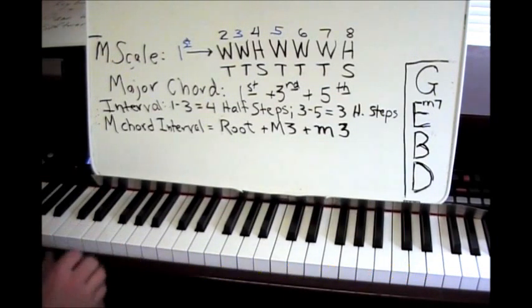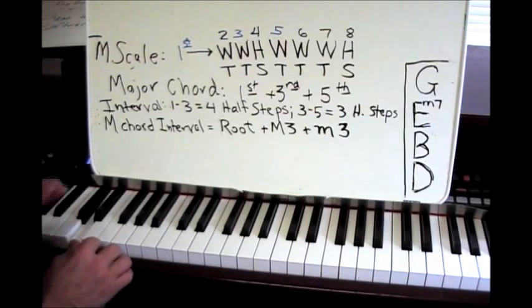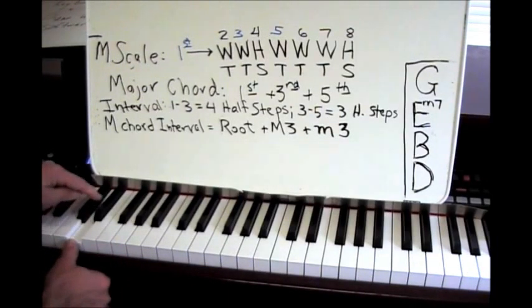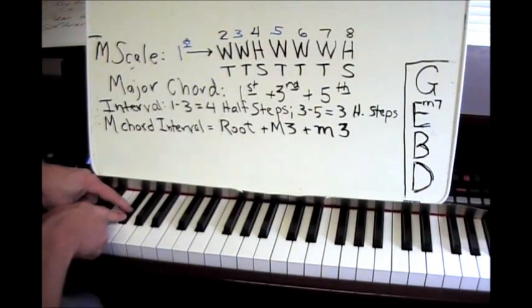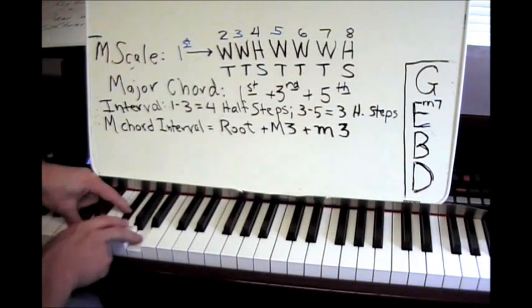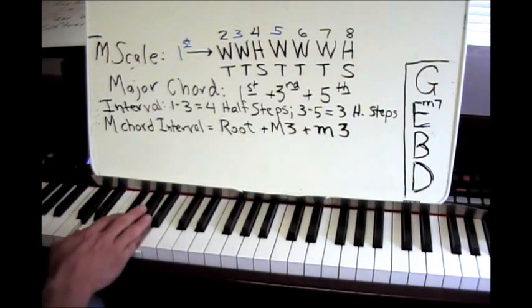So you pick the note you want. Let's just do it for fun. We'll pick D. You count up 4 half steps: 1, 2, 3, 4. And that's the third. And then starting from there, you count up 3 half steps: 1, 2, 3. And you've got a D major chord, because the relationship of those intervals will hold true for every chord.